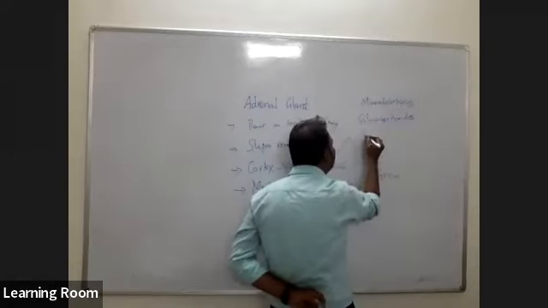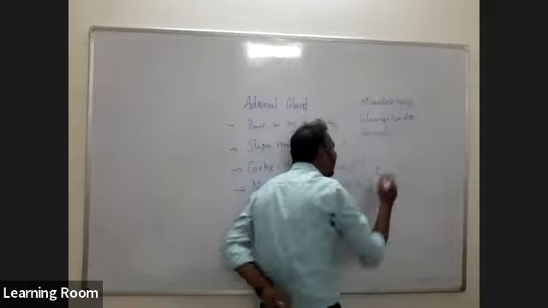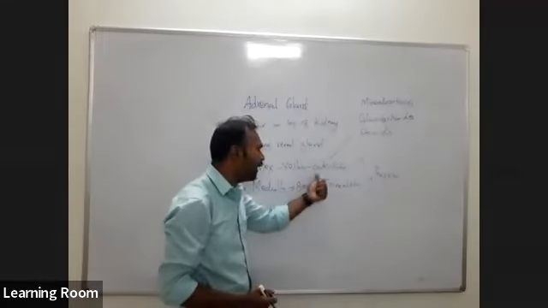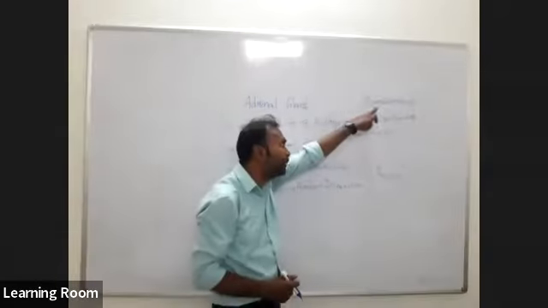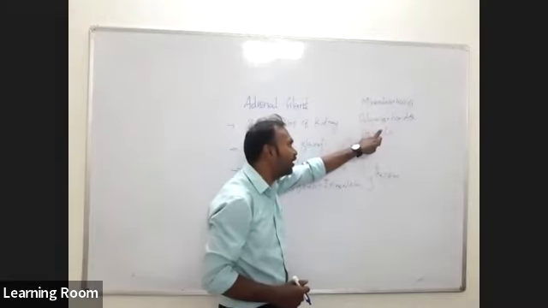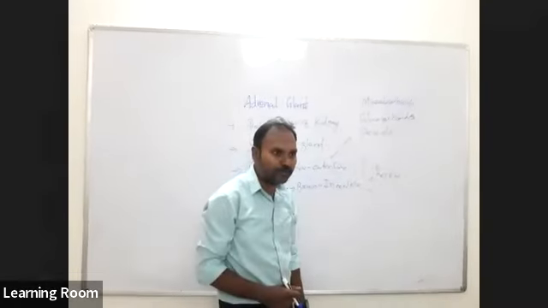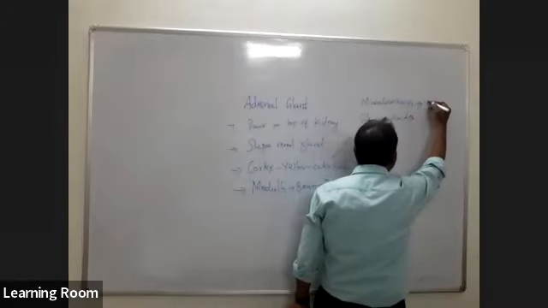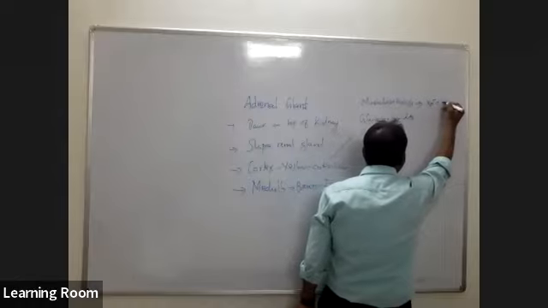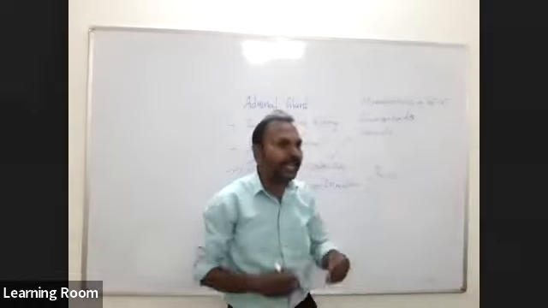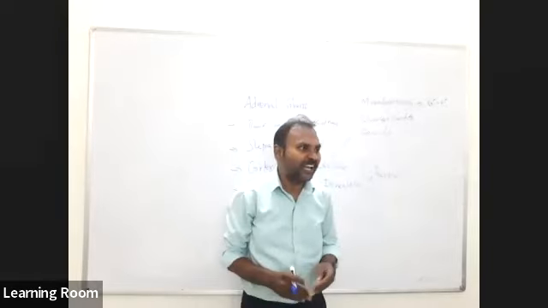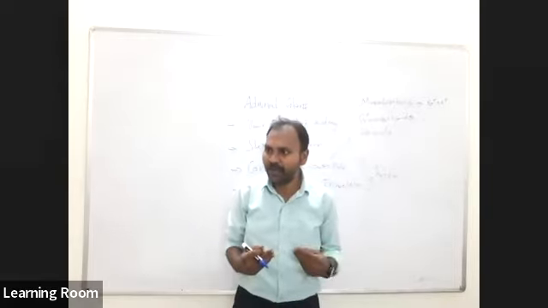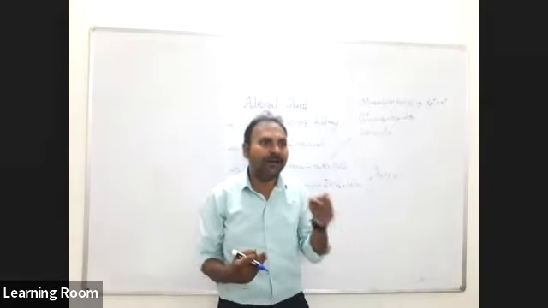Glucocorticoids and then steroids. What are the three different hormones of the adrenal cortex region? Mineralocorticoids, glucocorticoids, steroid hormones, basically. Mineralocorticoids, minerals like sodium and potassium. They are involved in the regulation of sodium and potassium levels inside the body.